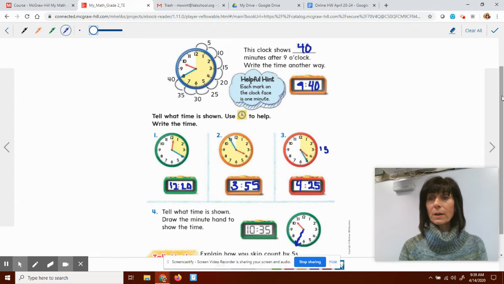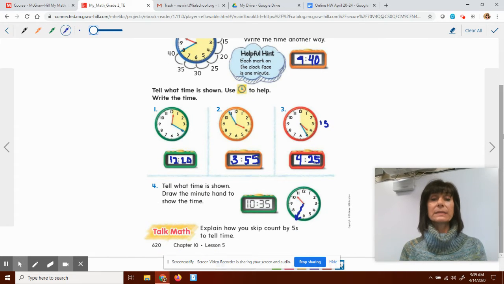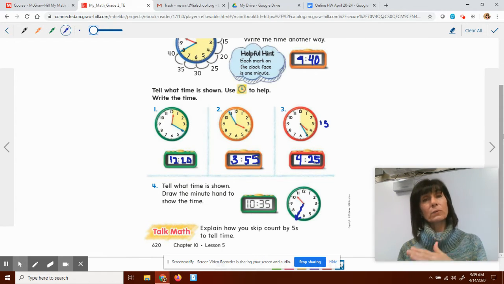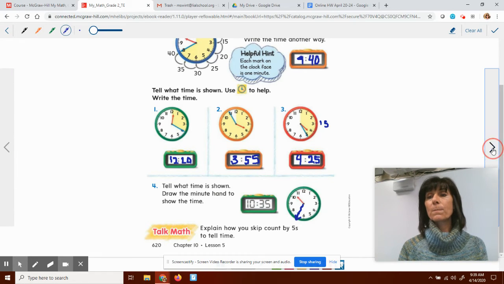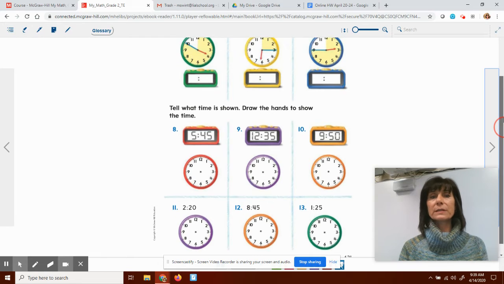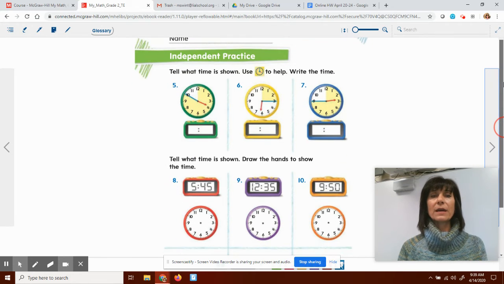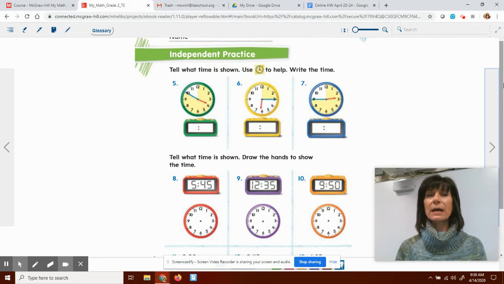On to our talk math. Explain how you skip count by 5s to tell time. Well, we know that each number represents 5 minutes, and that's how we skip count. On your independent practice today, tell what time it is. Use a clock to help.